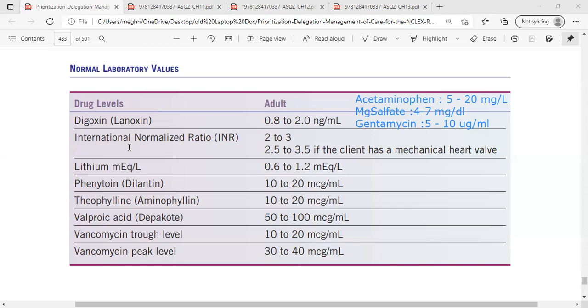Next here, international normalized ratio, shortly called INR. The normal INR should be 2.2 to 3. It is 2.5 to 3.5 if the client has a mechanical heart valve. The next drug is lithium. Lithium is a mood stabilizer and the therapeutic index is 0.6 to 1.2.